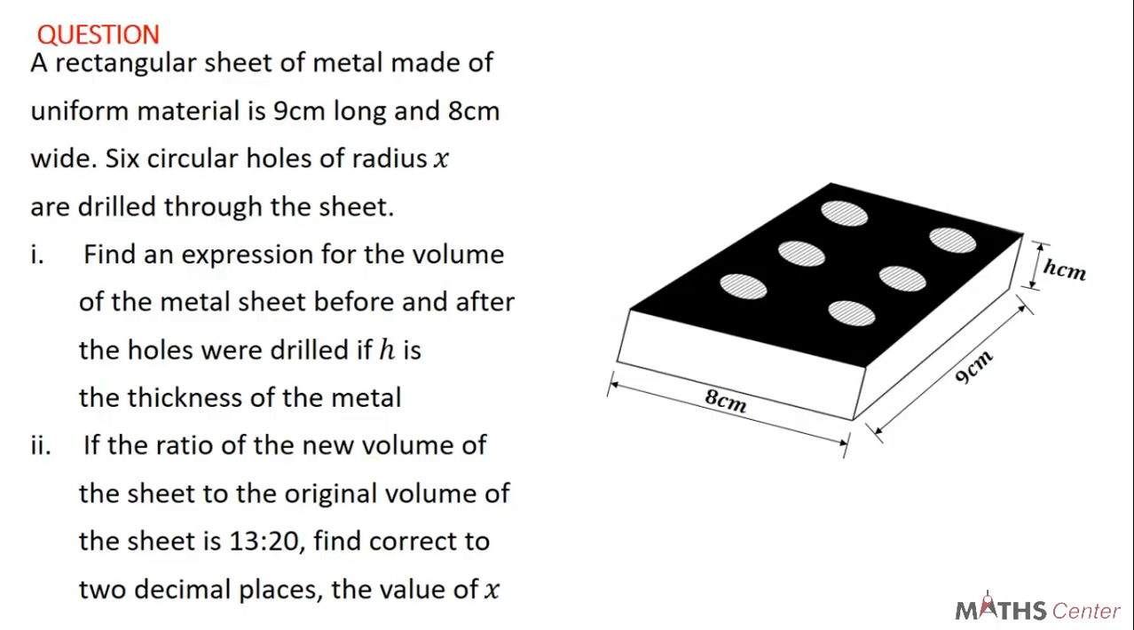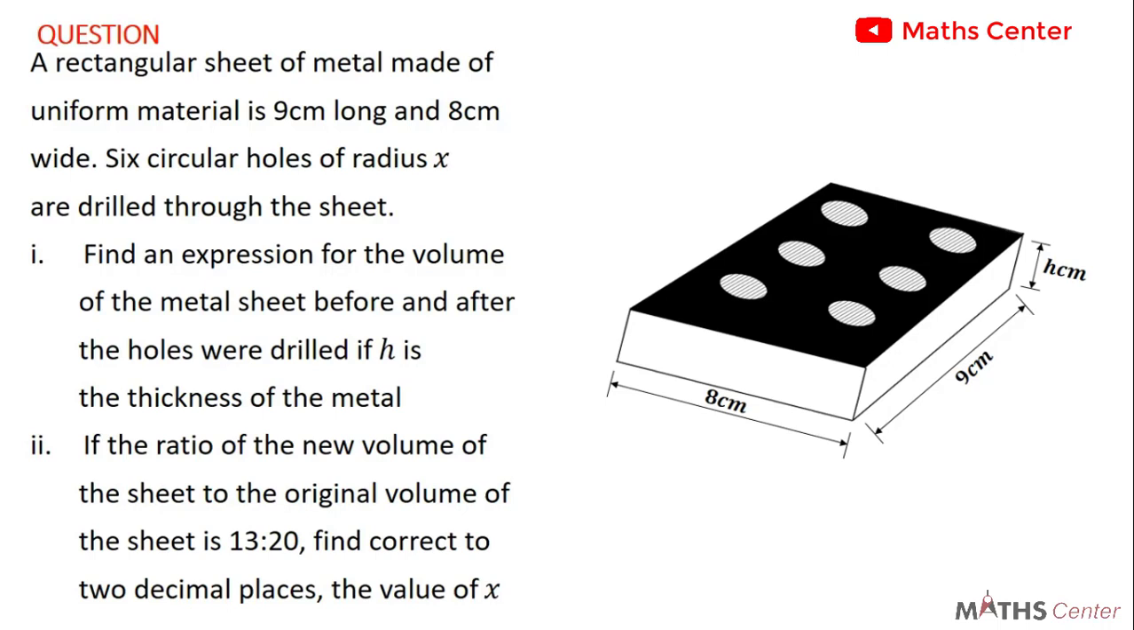A rectangular sheet of metal made of uniform material is 9 cm long, 8 cm wide. 6 circular holes of radius x are drilled through the sheet. I. Find an expression for the volume of the metal sheet before and after the holes were drilled if h is the thickness of the metal.